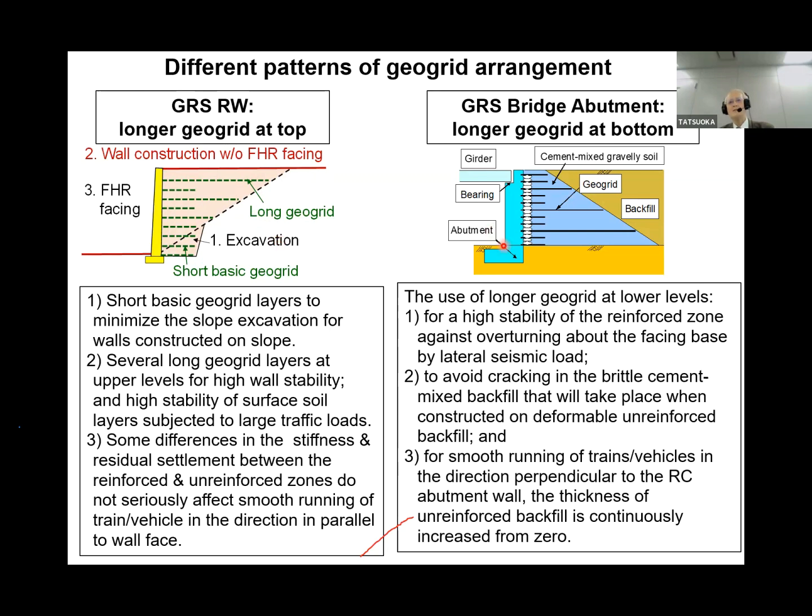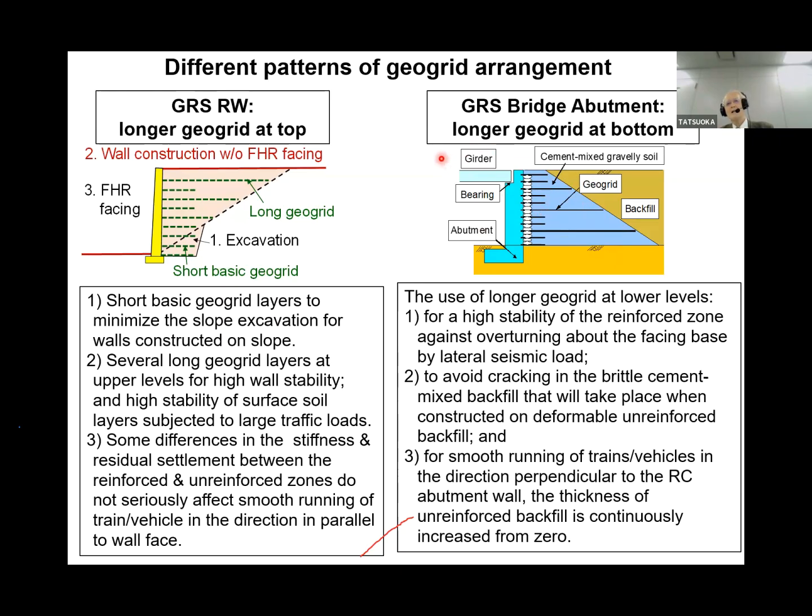On the other hand, for a GR bridge abutment, a very large girder load by the inertial load of the girder is acting on the top of the reinforced zone, passive and active. So this should be very stable against overturning. So the center of gravity of the reinforced zone should be low. So this is more stable than the reversed one.